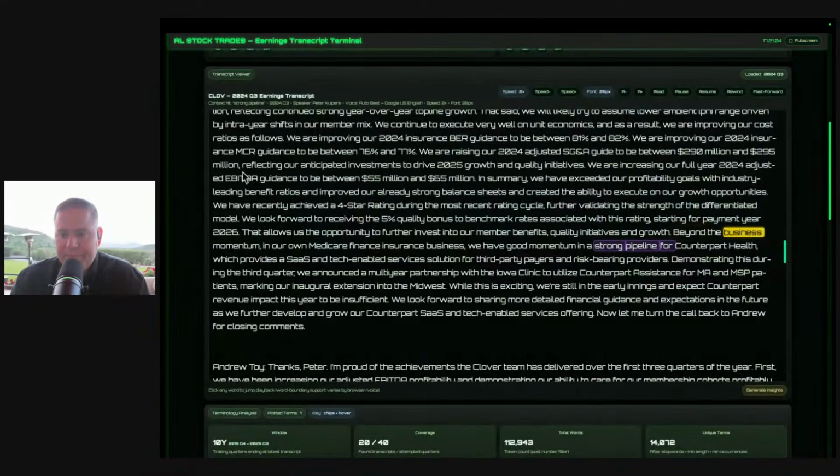Beyond the business momentum, in our own Medicare finance insurance business, we have good momentum and a strong pipeline for Counterpart Health, which provides a SaaS and tech-enabled services solution for third-party payers and risk-bearing providers. Demonstrating this during the third quarter, we announced a multi-year partnership with the Iowa Clinic to utilize Counterpart Assistant for MA and MSP patients, marking our inaugural extension into the Midwest. While this is exciting, we are still in the early innings and expect Counterpart revenue impact this year to be insufficient. We look forward to sharing more detailed financial guidance and expectations in the future as we further develop and grow our Counterpart SaaS and tech-enabled services offering.